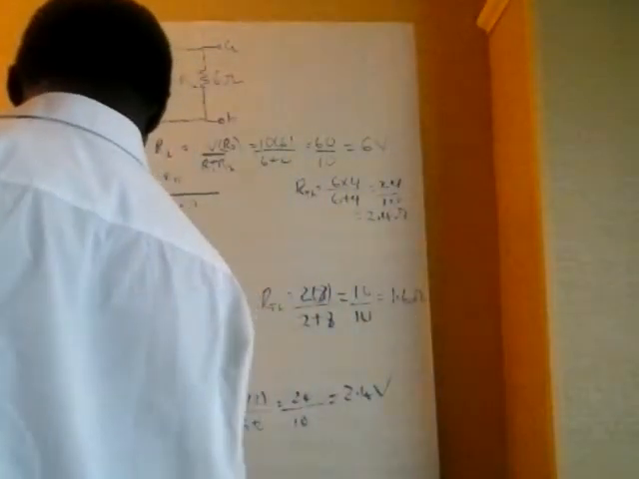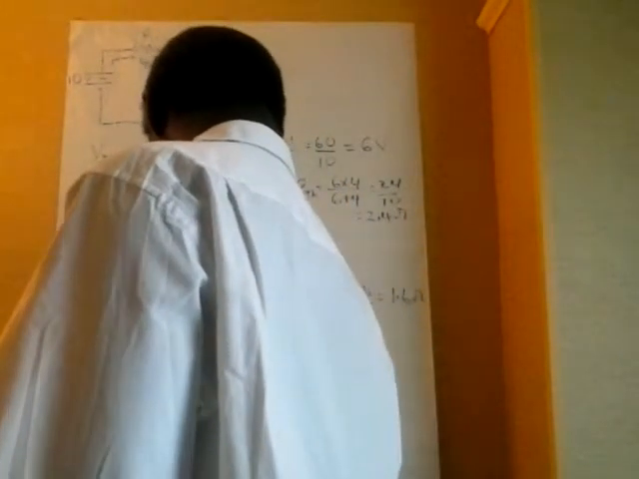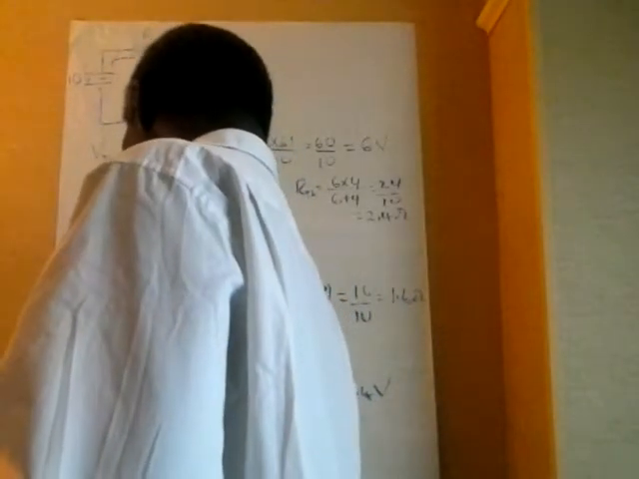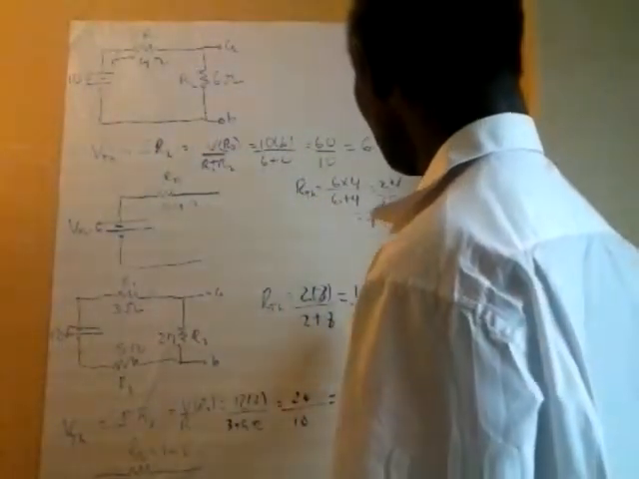So this circuit can be replaced by a circuit with R Thevenin equal to 1.6 ohms and V Thevenin equal to what we just calculated, 2.4 volts. So those are the two problems demonstrating the Thevenin theorem.